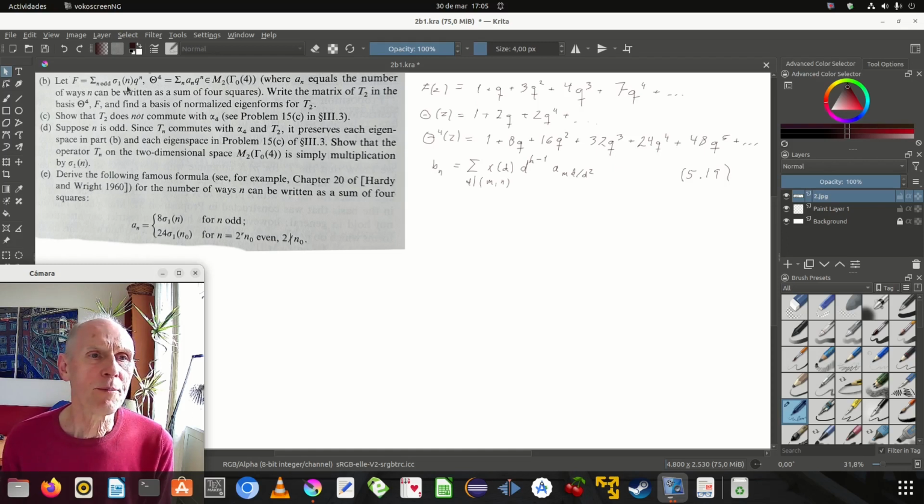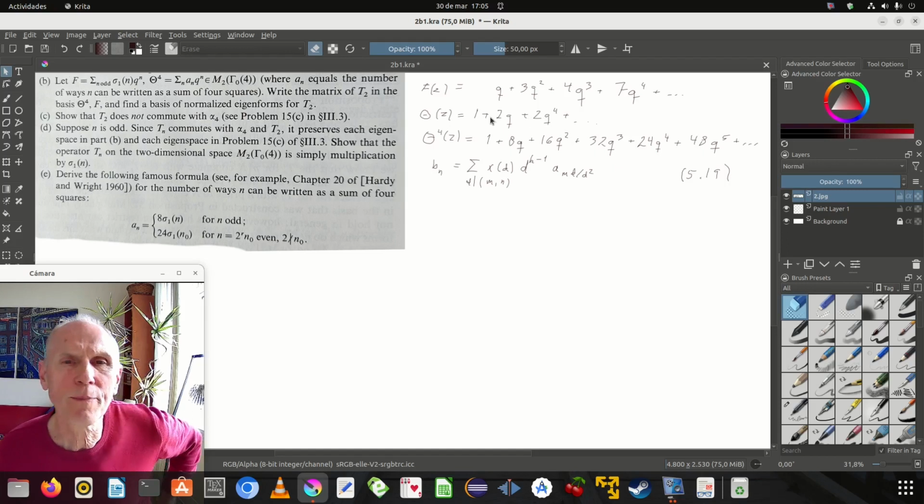So I wrote up the series expansion for f and theta to the fourth. Now this is wrong. It's only with odd n, so here n is naught, so we need to remove that. And then let's see. That's theta and theta to the fourth.